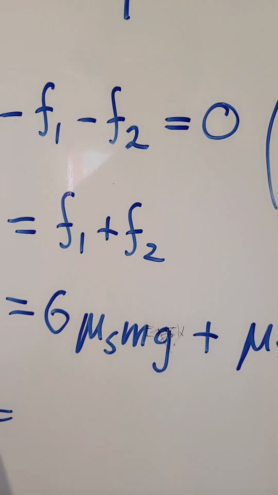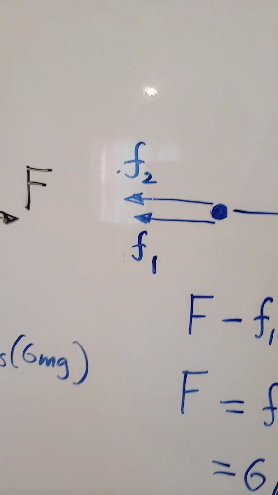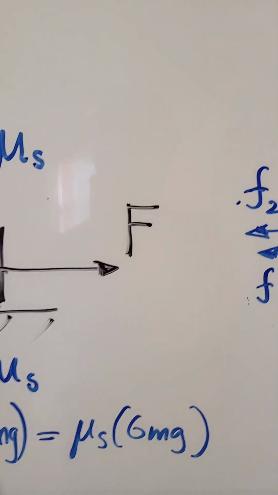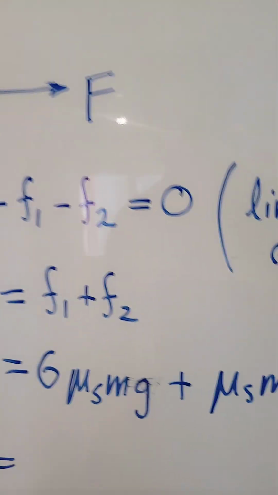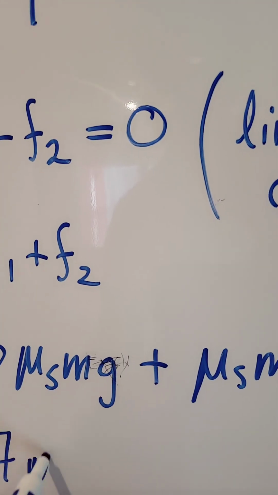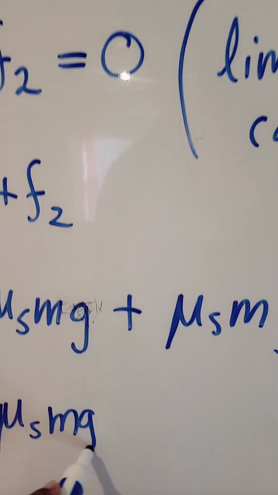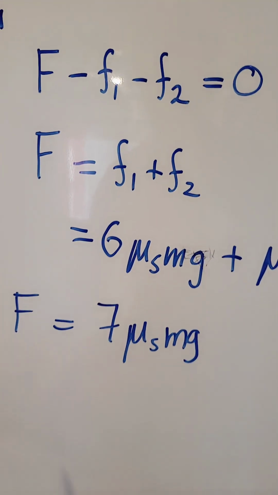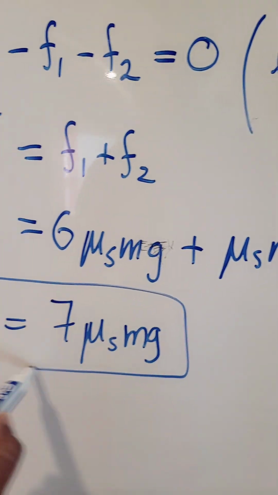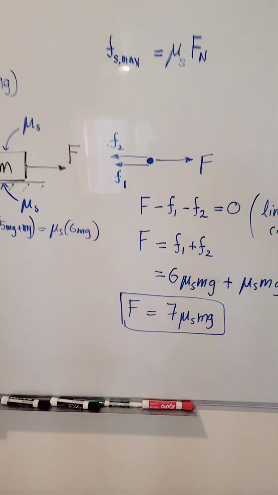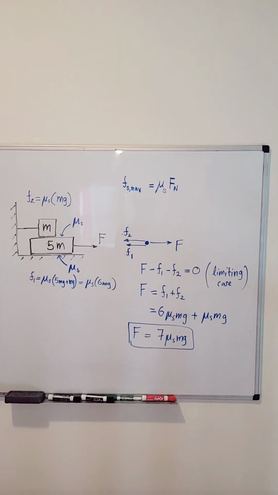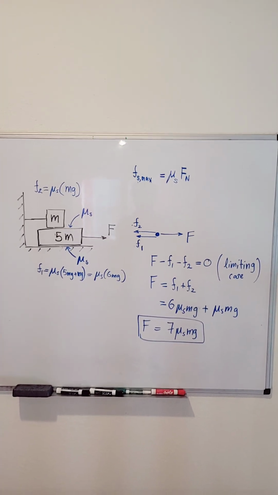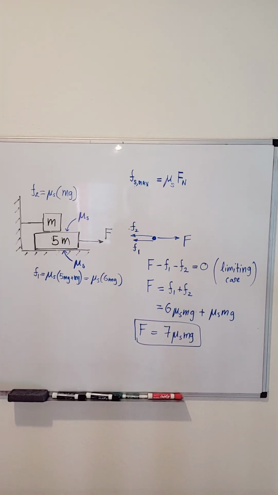So the minimum force that I need to apply so that it starts to move the 5m mass is 7 mu s mg. 7 mu s mg. So guys, that's how you do this problem. That's the method. I hope you learned something important about friction.